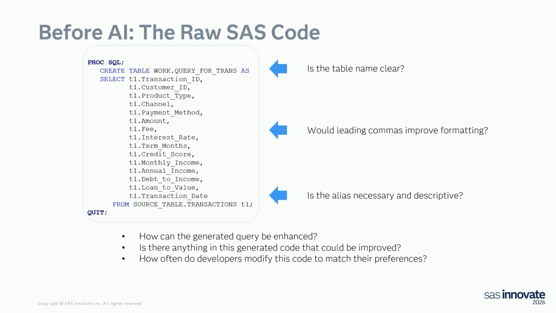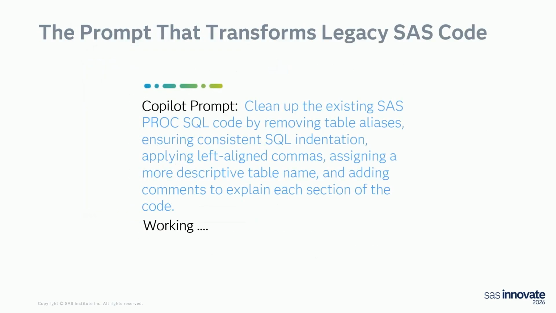And then this next one is really my personal preference. I don't know why, but I like to have my commas on the left. For me, having them on the right, it doesn't make sense. I don't like it. And I really like to have my commas on that side. So let's see what we can do with Copilot.